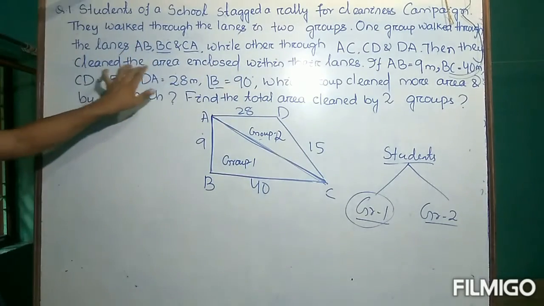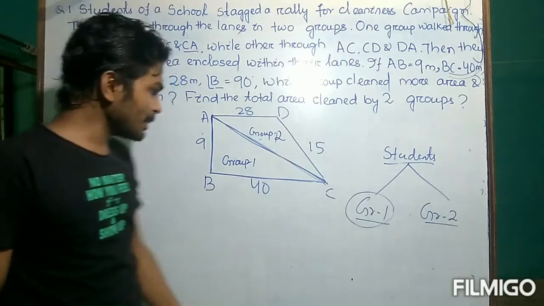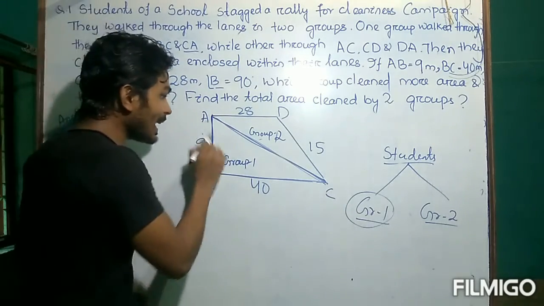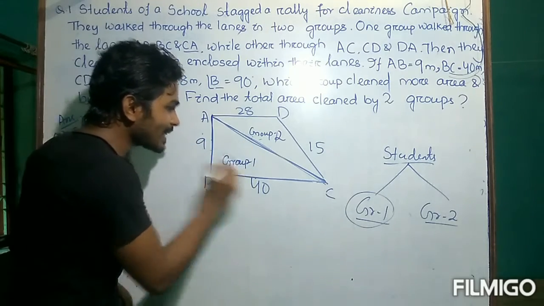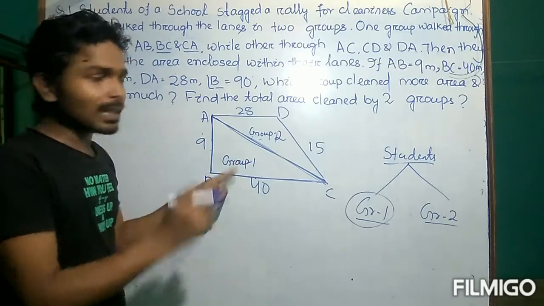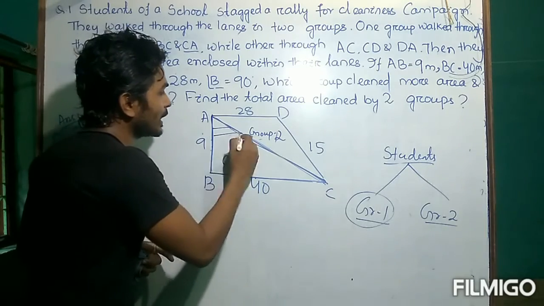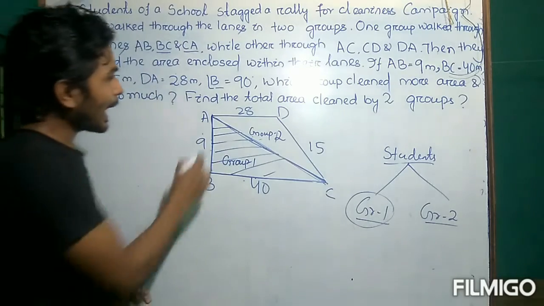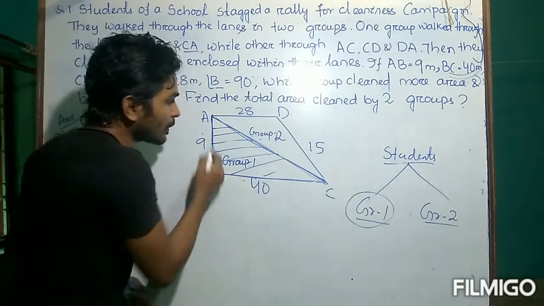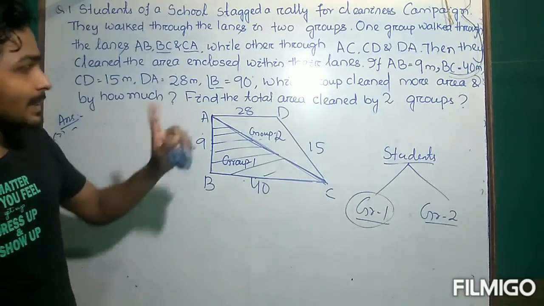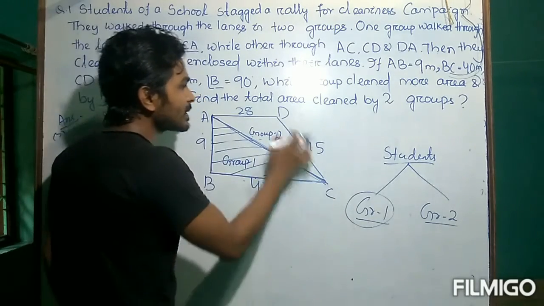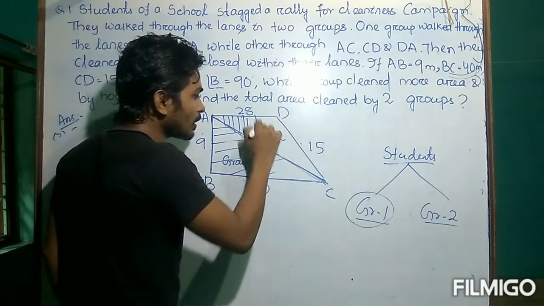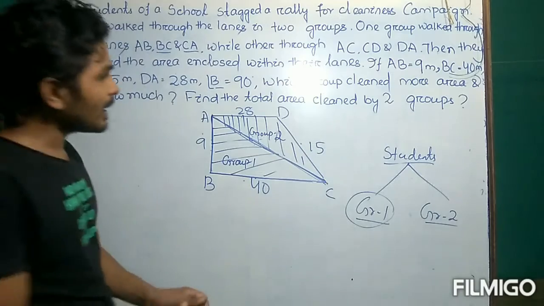Then they clean the area enclosed within their lanes. That means while they are moving through these lanes, they will clean the area enclosed by all these 3 lanes. Group 1 will clean the area enclosed by 3 lanes, that means they will clean these parts, and they form a triangle. Similarly, group 2 will move through AC, CD and DA, and they will clean the area enclosed by all three sides. This area.